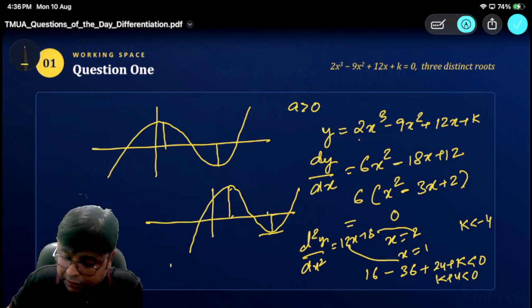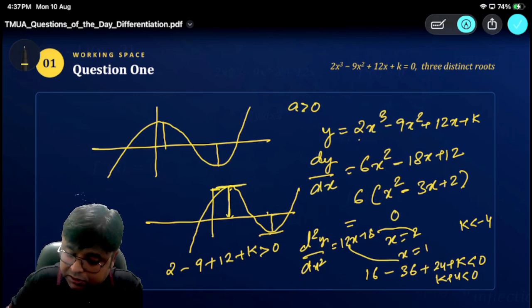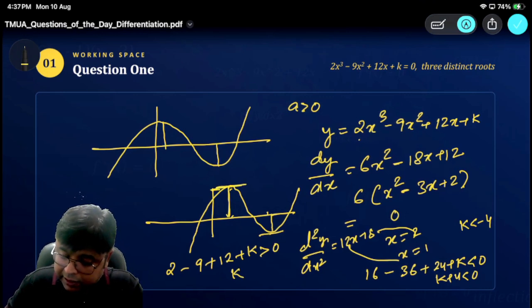So at 1, it will be 2 minus 9 plus 12 plus k, which should be greater than 0. At 1, the value has to be positive. So k is greater than 14 minus 9, 5. So greater than minus 5.